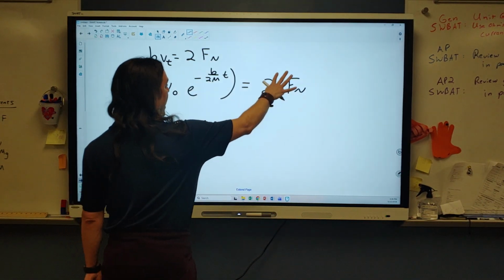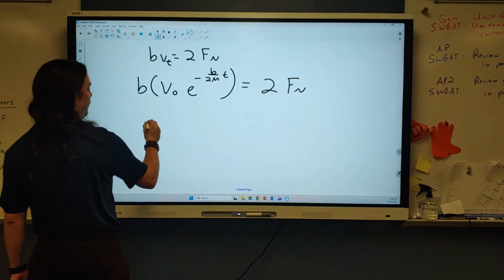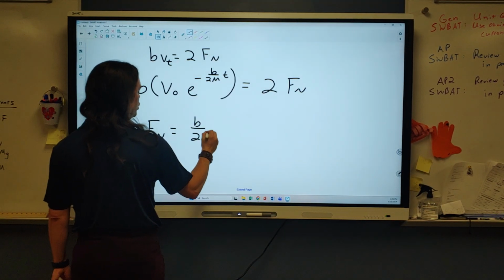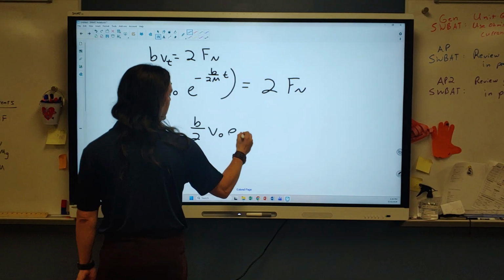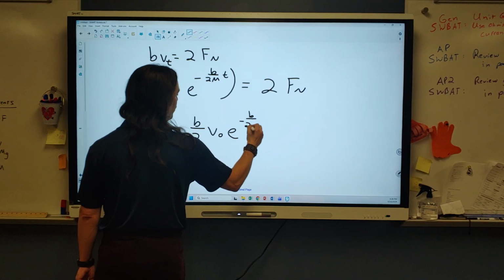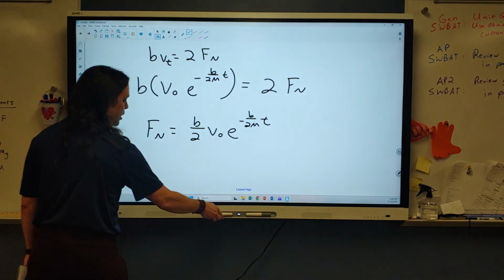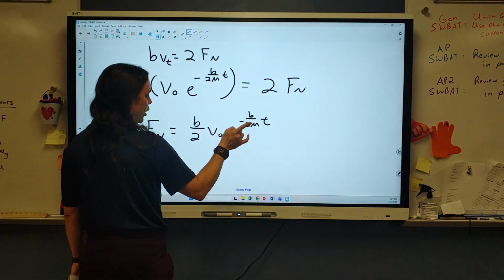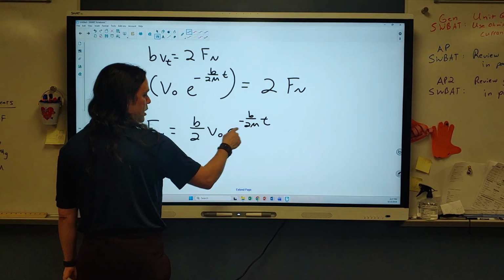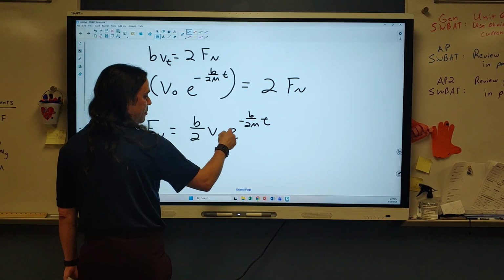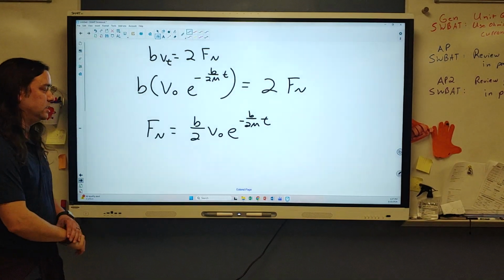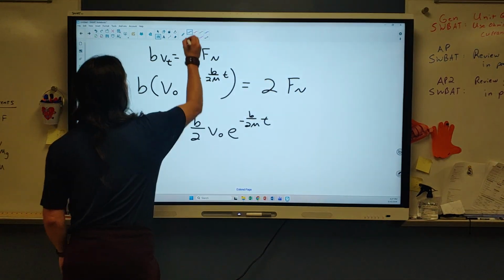Great. So now I divide both sides by 2, and I get the following, that Fn is equal to b over 2 v naught e raised to the negative b over 2m t. This is our normal force as a function of time. We are allowed to answer in terms of b, of v naught, and m. E, the exponential, is a mathematical term, so it is allowed. This is the final correct answer.